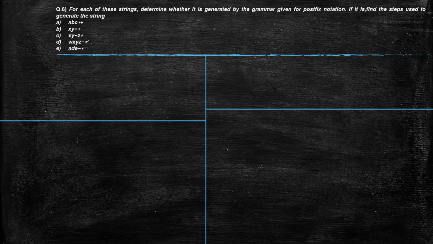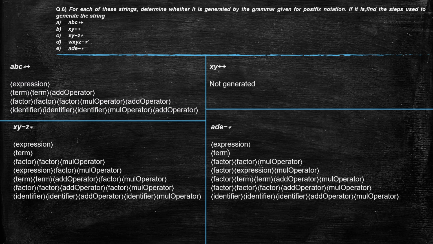The sixth question is for each of these strings to determine whether it is generated by the grammar given for postfix notation. If it is, find the steps used to generate the string. So these are some strings: ABC multiply plus, xy plus, xy minus z, into wxyz minus, a and ade. These are the solutions for the given strings.